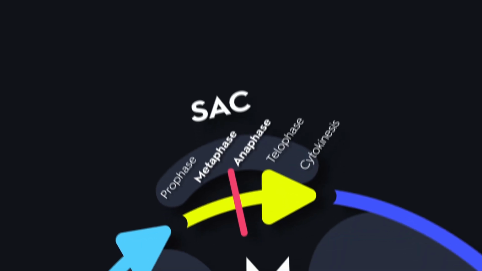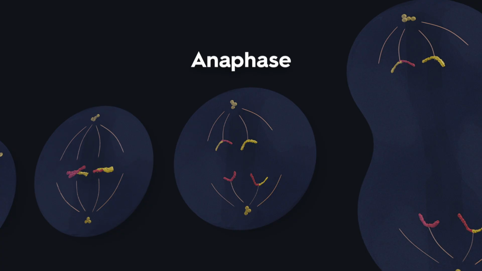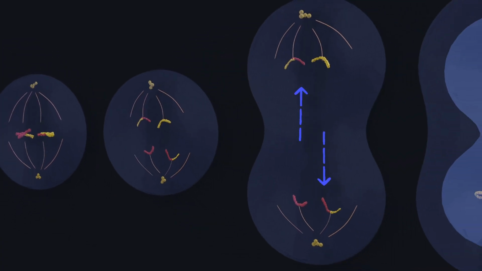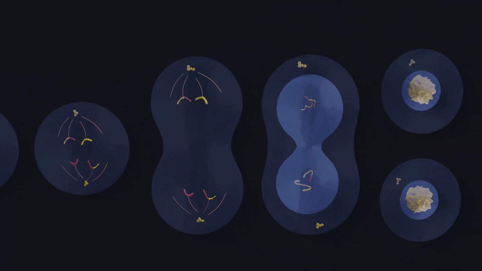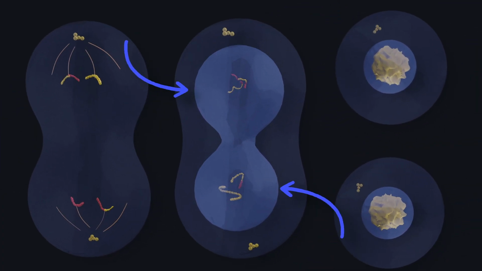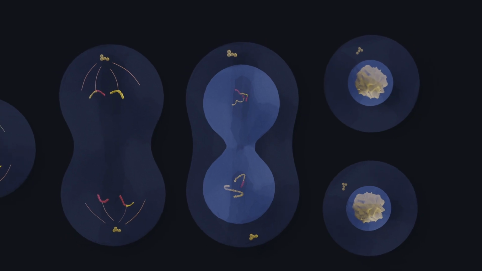Once that checkpoint is satisfied, the cell enters anaphase. Here, the centromeres split, and the sister chromatids are pulled apart to opposite poles. This is followed by telophase, when nuclear membranes reform, nucleoli reappear, and chromosomes uncoil back into chromatin. The cell now looks like two nuclei sharing one cytoplasm.